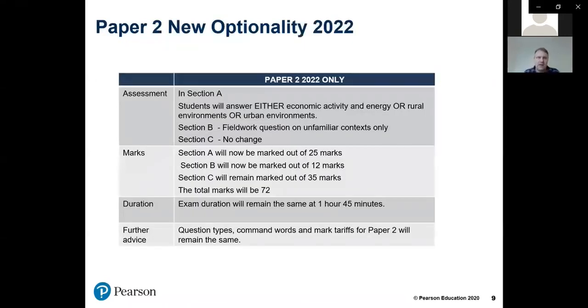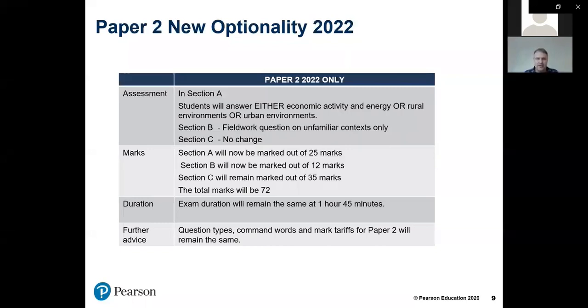So then this is the detail. As I mentioned, section A assessment will be either economic activity and energy, or rural environments, or urban environments. The section B fieldwork questions will be on the unfamiliar context only. So it's not going to ask them to assess or evaluate or explain anything to do with what they may have done in the field. Instead, it will present a scenario, data, or resource, and ask students to apply their knowledge and understanding of the inquiry process, which can be taught in the class or preferably in the field if you're able to. That will give them the best experience of these unfamiliar contexts presented in the exam. Section C in paper 2 is no change.